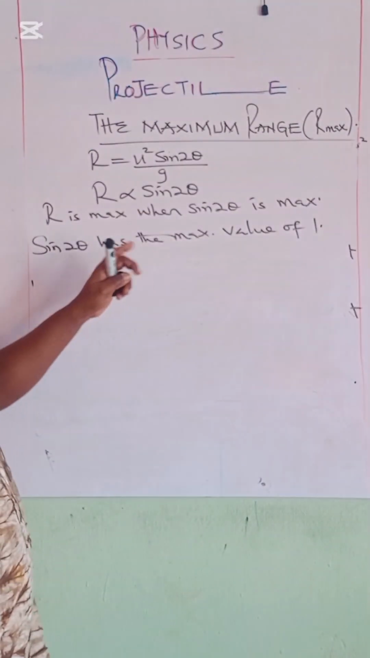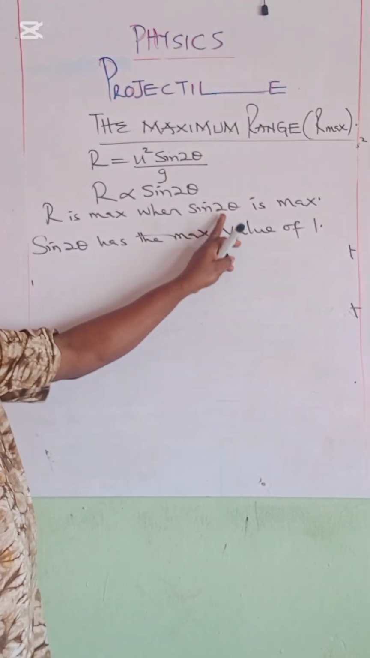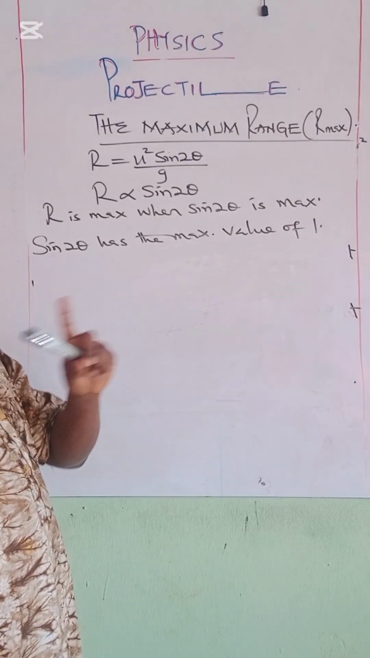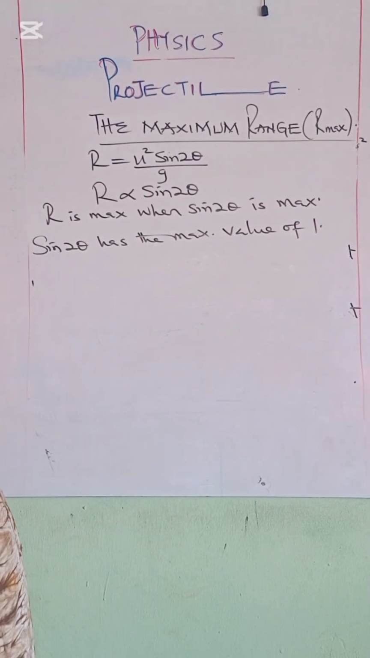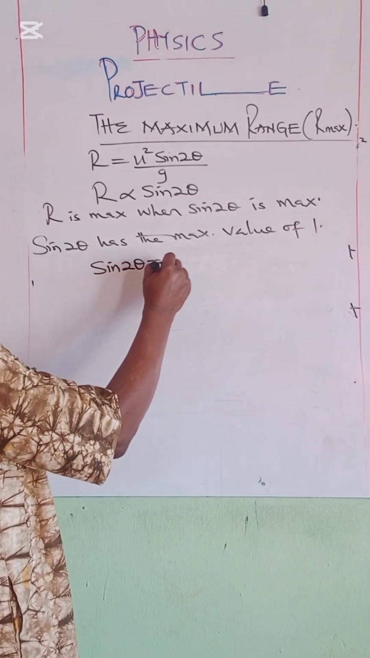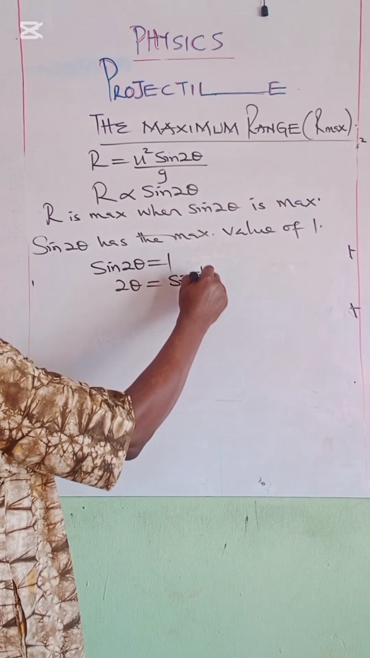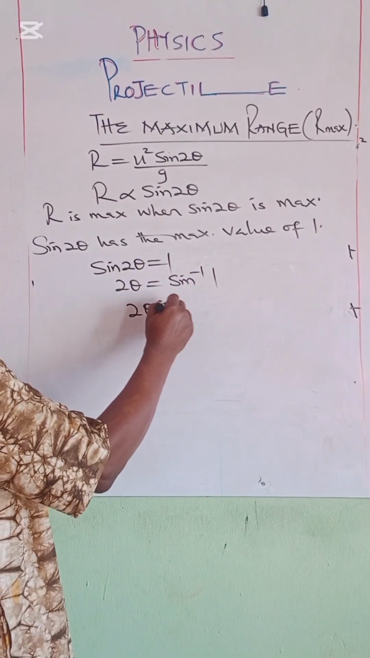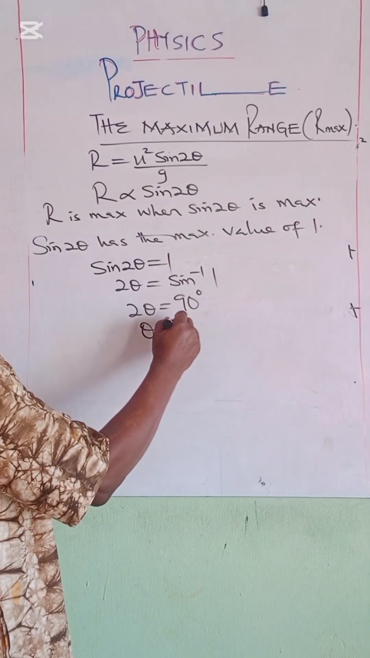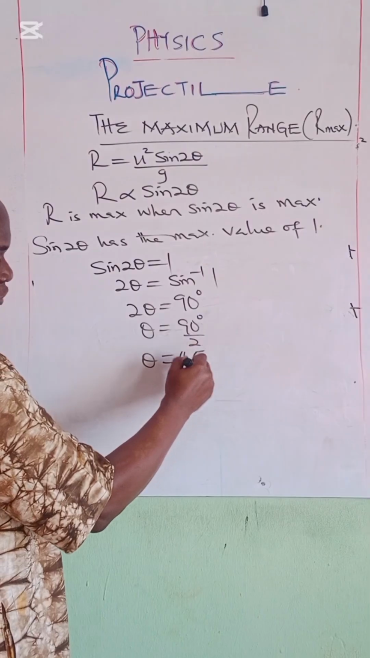Anytime you use your calculator to look for sine of an angle, you cannot get any value above 1. The maximum is 1. You cannot get 1 point something. No, it's 1. So for that reason, let's look for the theta. Sin 2 theta is equal to 1. 2 theta is equal to sine inverse of 1. 2 theta is equal to 90 degrees, since sin 90 degrees gives you 1. Then theta is equal to 90 degrees divided by 2. So theta is equal to 45 degrees.